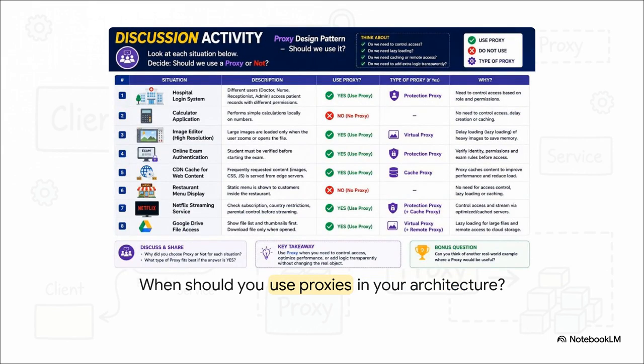Let's actually test this out on some everyday developer situations. Say you're building a hospital login system. You definitely need a protection proxy there to strictly enforce user roles. Or if you're delivering web content globally, you absolutely need a cache proxy at your CDN edge servers to reduce the load. Or maybe you're building an online exam portal. Well, a proxy is totally perfect for verifying a student's identity before they can even access the test questions. These are real, everyday problems that are perfectly solved by simply dropping a proxy into your architecture.